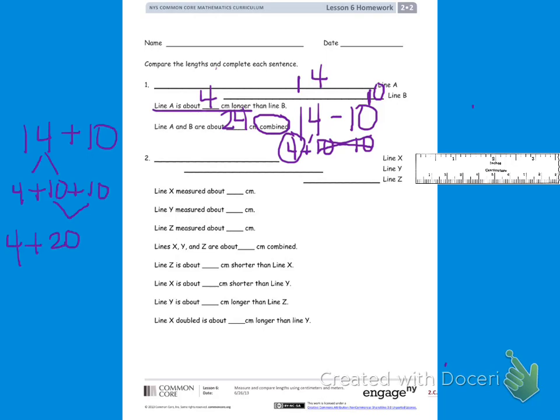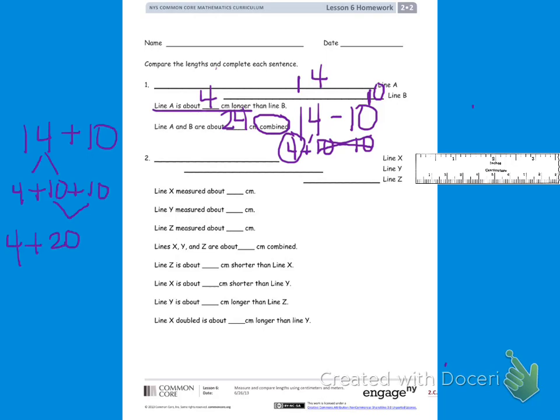The examples for problem 2, you're going to do something very similar. You'll find the lengths of lines X, line Y, and line Z. If you are finding how much shorter or how much longer a line is, that's finding the difference. We're going to subtract. We're going to take the longer length and subtract the shorter length. If you are combining things, you're going to add because that means putting things together.